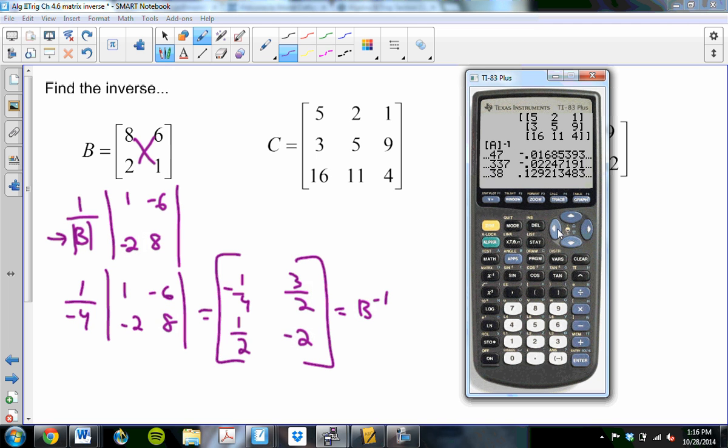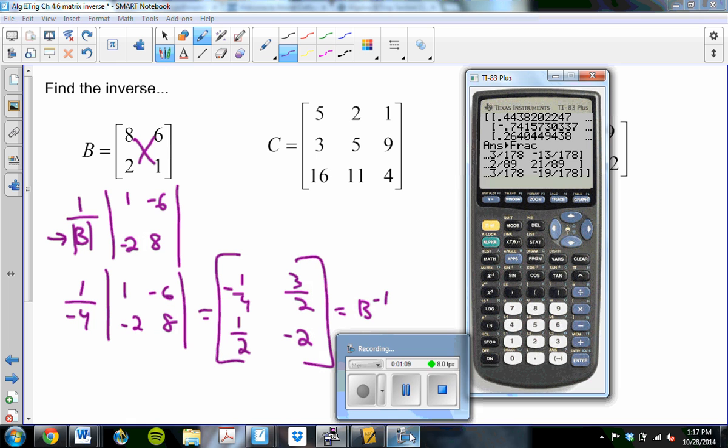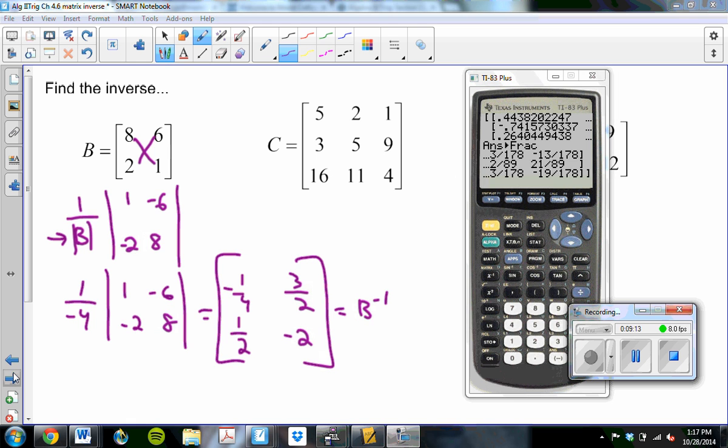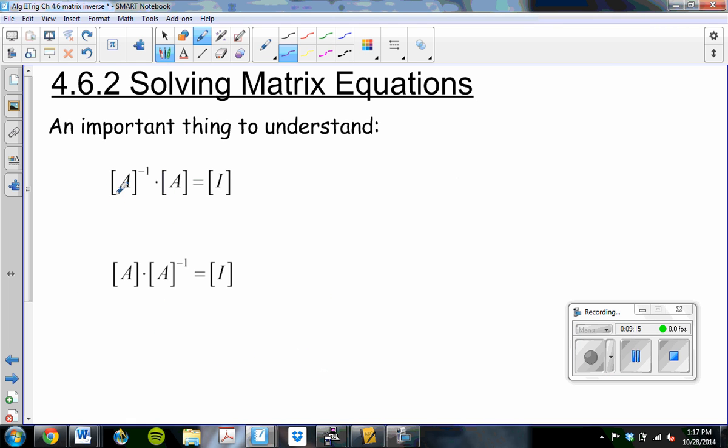One thing that I can still do here, which is very nice, is press the math button. The first option is arrow frac. Hit enter a couple times. It'll take this answer, put it in fraction form. A little bit prettier this way. We don't find inverses of anything bigger than a 2 by 2 by hand. So 3 by 3, 4 by 4, anything bigger, the inverse would be found on your calculator. The important thing to remember: A inverse times A is identity, A times A inverse is identity.